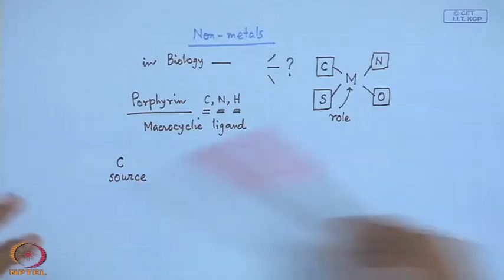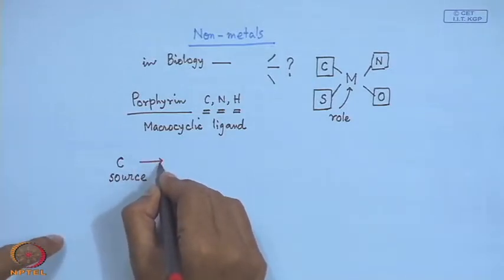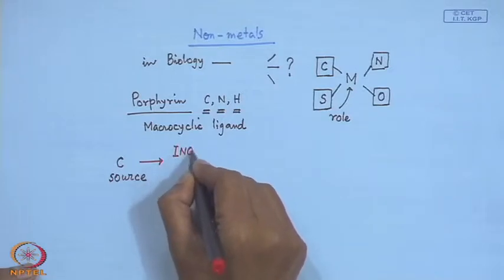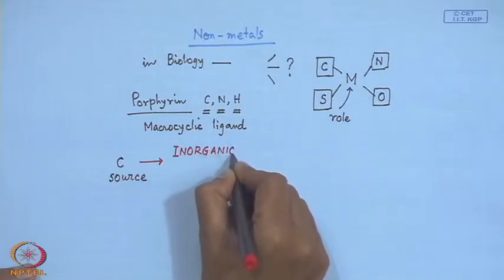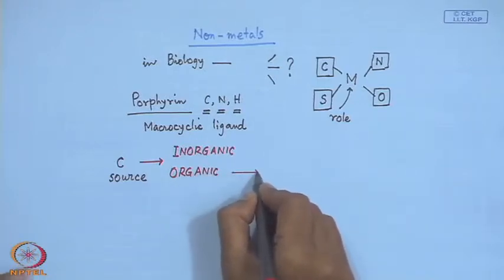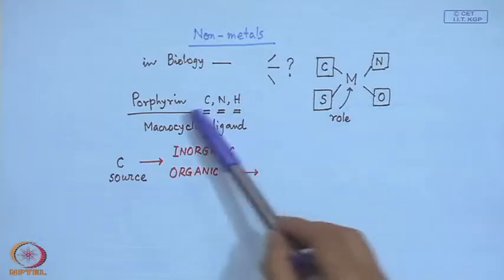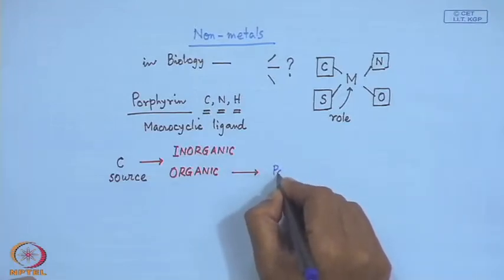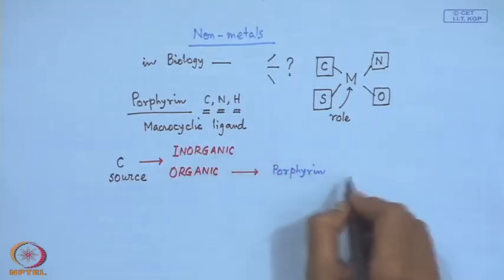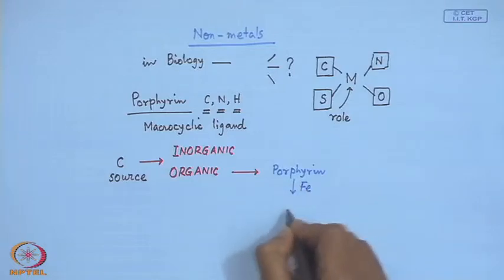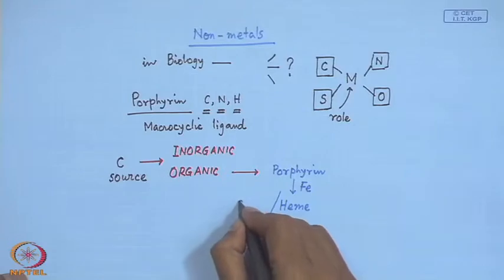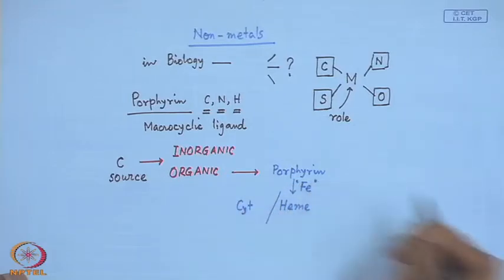This carbon source is very important, because it can give rise to two types of compounds: inorganic carbon based compounds and organic carbon based compounds. Within the organic carbon based compounds, we are just talking about the example of the porphyrin. When this porphyrin traps iron, we get the heme system, or sometimes the cytochrome systems, where the metal ion is bound to it.